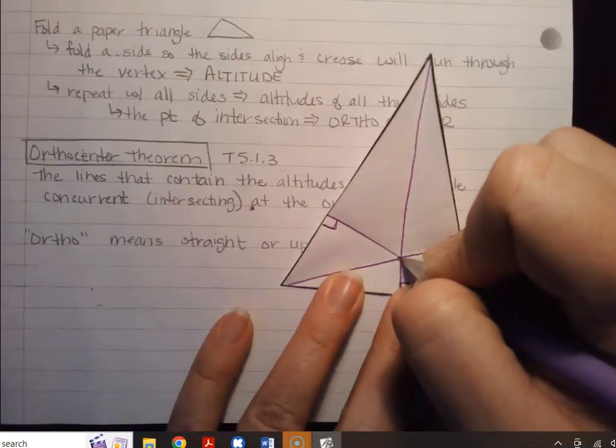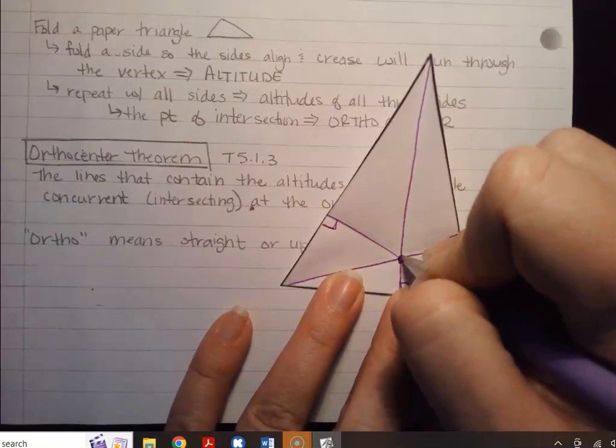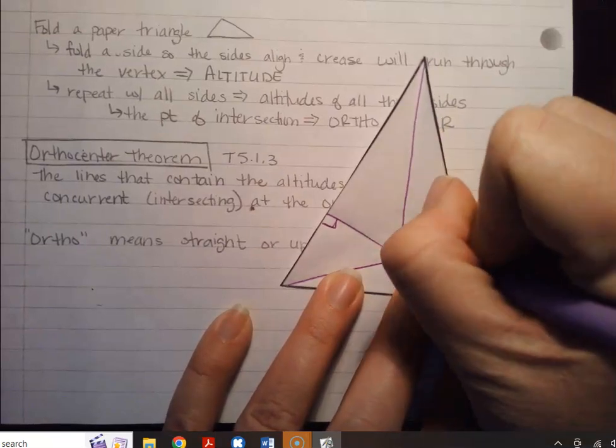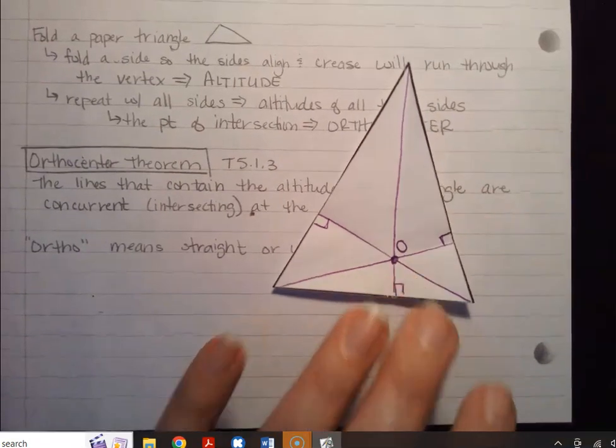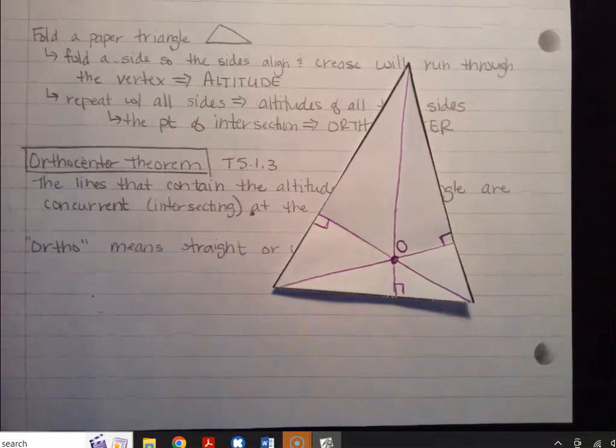All right, and then we get another point of concurrency. This one's name is O. All right, Lucas, you got yours? All right, let's check it out. Very nice. Okay.